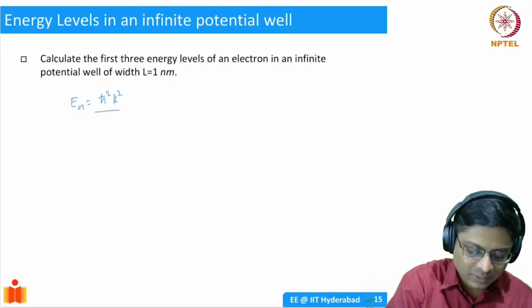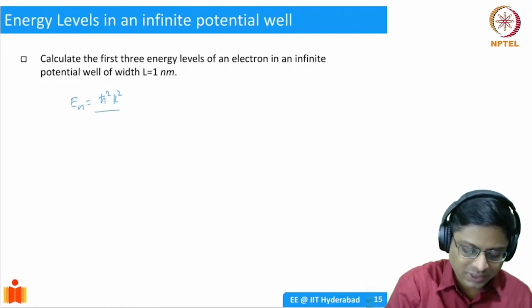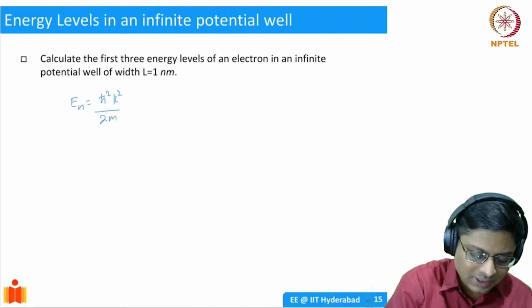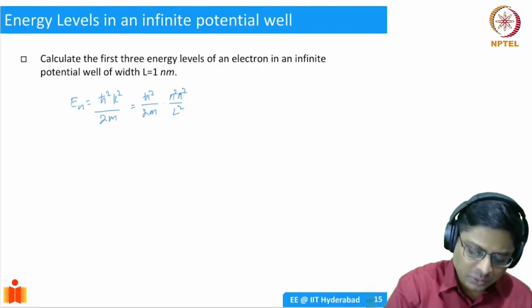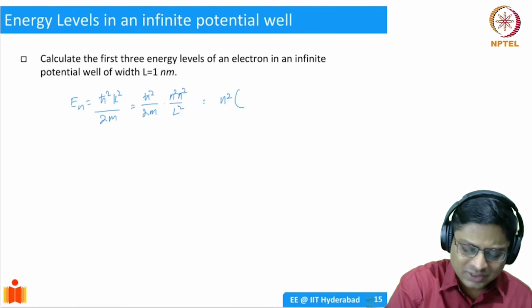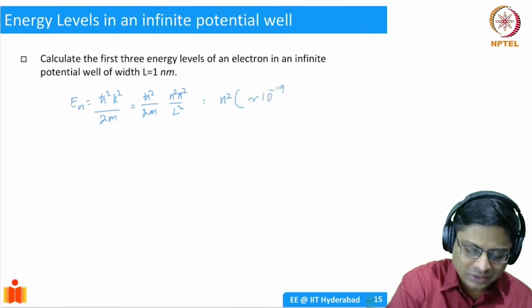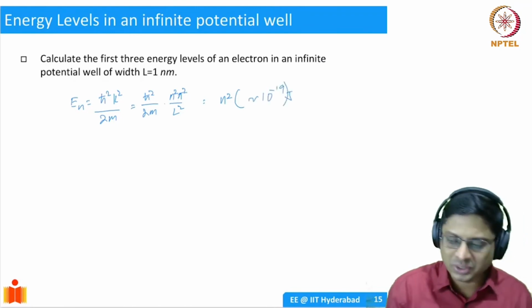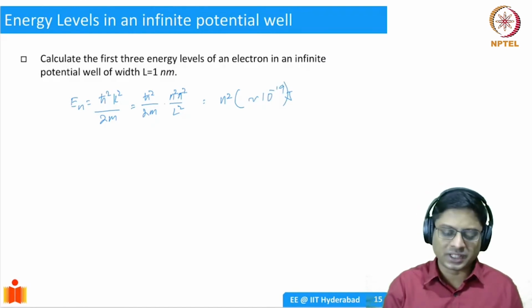So p square will be h cross square k square divided by 2m, and k is basically n pi by L. So h cross square by 2m, k is n square pi square divided by L square. Substitute. If you do that, you will get something like n square into something in the order of 10 power minus 19 joules. Okay, this is what you get. Energy in terms of joules, you'll get it like this.